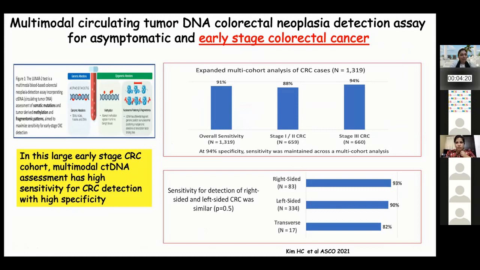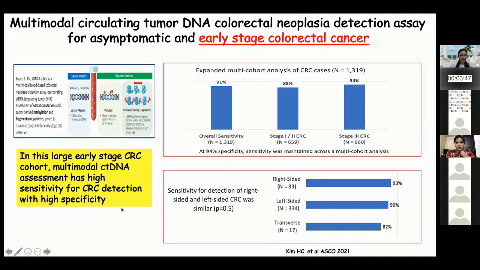And this was a very interesting study that took patients who were detected by colonoscopies and then determined to have stage 1 to 3 disease and had ctDNA at the same time. You can see that using the LUNAR-2 test was associated with a 94% specificity, and sensitivity was maintained at stage 1, 2, as well as stage 3 patients. And it didn't matter if patients had right-sided or left-sided tumors. So multimodal ctDNA assessment has a high sensitivity for CRC detection with a high specificity.